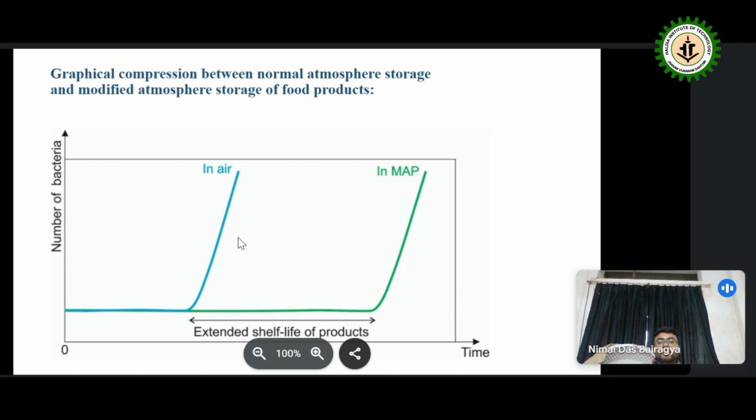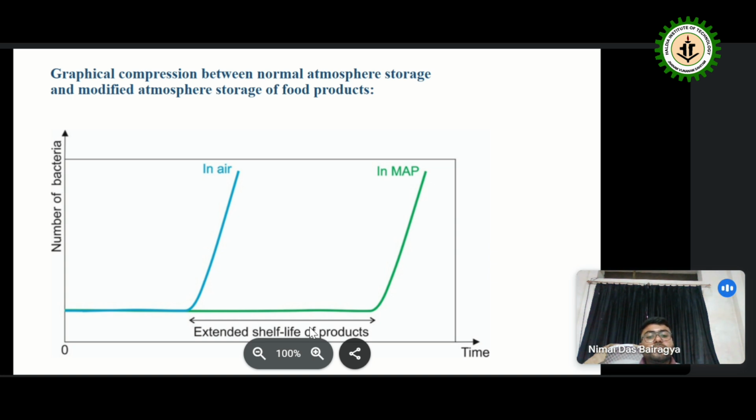So here is a graph for modified atmosphere storage. It shows the number of bacteria against the extended shelf life: the y-axis is the number of bacteria and the x-axis is the extended shelf life of the product. In the traditional method, if we package or store the product in normal atmospheric conditions, then the shelf life will be up to this point. But if we keep the product in modified atmosphere conditions, then the shelf life will be extended up to this. So the arrow line is the extended shelf life, better than the traditional method of preservation.